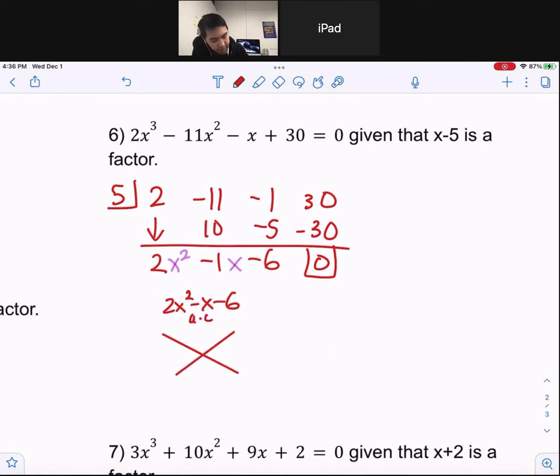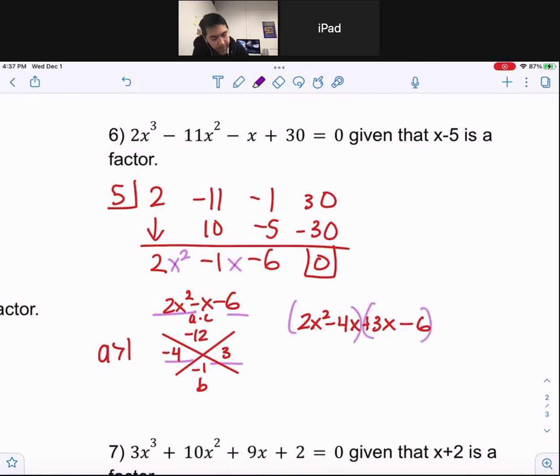So a times c goes up top, that's -12, and b on the bottom, which is -1. The two numbers that multiply to -12 and when added together give you -1, that's -4 and 3. But do you all see that a is greater than 1, right? So that means we have to factor this by grouping. First term, the two middle terms, and the last term. 2x squared minus 4x plus 3x minus 6.